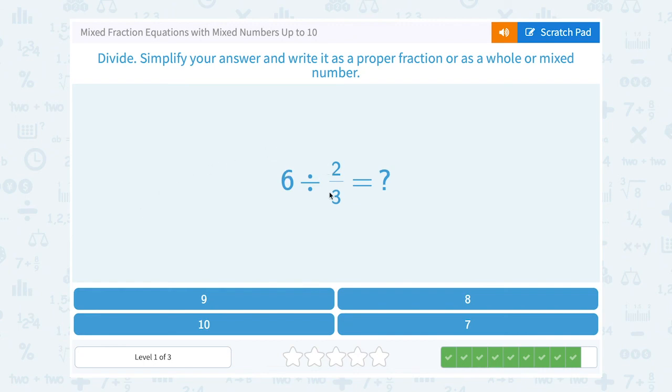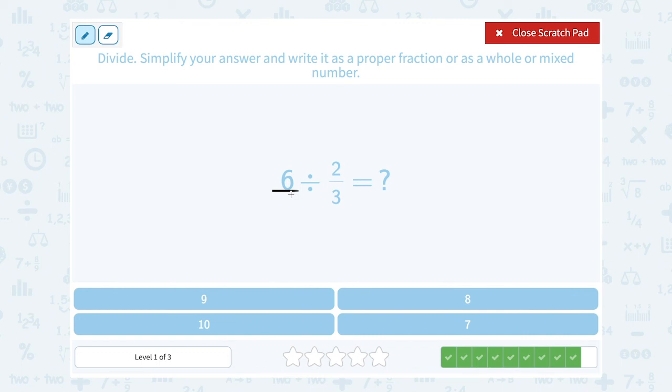6 divided by 2/3. Okay, well, we can think of this as 6 over 1. And then remember, you can always multiply by the reciprocal or multiply by the inverse, right? So let's think of this as 6 over 1 times the inverse or reciprocal, which is when you flip the second fraction. So 2/3 would become 3 over 2. And then I'm going to simply multiply across the top and multiply across the bottom. So in the top or the numerator, 6 times 3 is 18. And in the bottom or the denominator, 1 times 2 is 2. So I wind up with 18 over 2, or 18 divided by 2, that's going to leave me with 9.